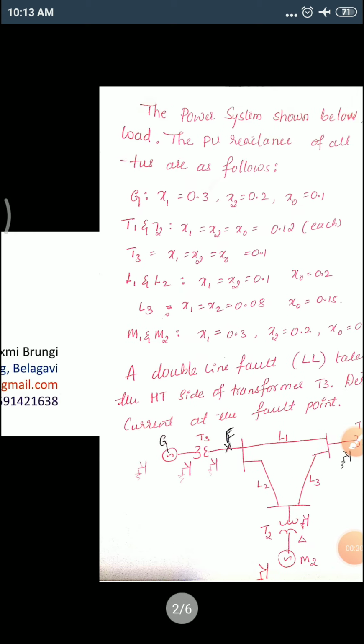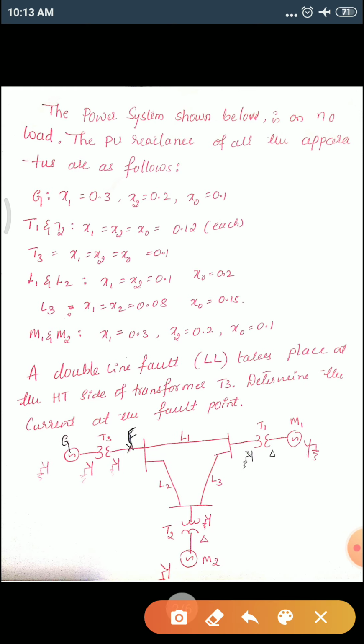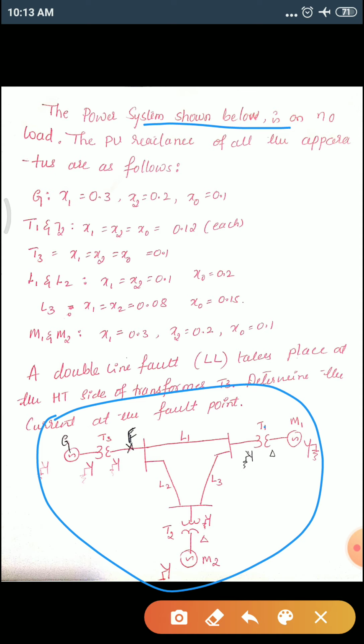The power system shown below, this is the power system they have given. It is on no load. The per unit reactances of all the apparatus they have mentioned, which means we need not calculate new values of reactances in per unit. They have already mentioned them.